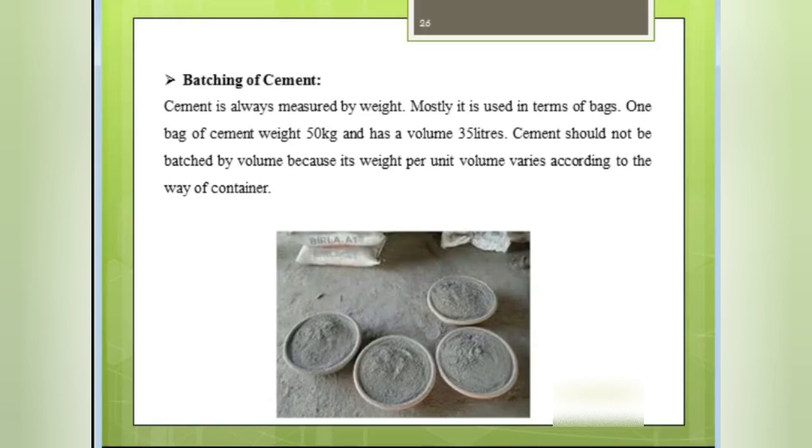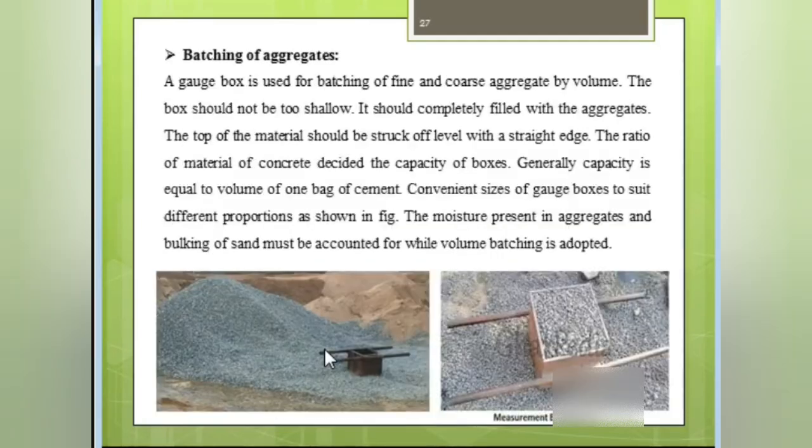According to the particular volume of the cement, we can measure the other ingredients also in terms of volume. So suppose 1:2:4, or 1:1.5:3. This is our concrete nominal mix. So how can you measure by volume? One part of cement, two parts of sand, and four parts of coarse aggregate. Such a method is nothing but volume batching.